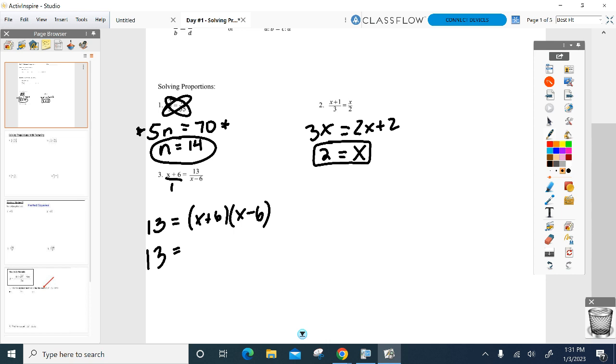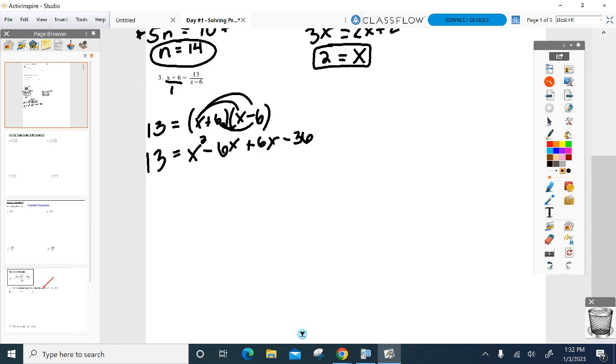First, we're going to distribute the x. x and x is x squared, it's not 2x. x and negative 6 is negative 6x. There's one distribution. Ready for the second, a.k.a. double: 6 times x, and 6 times negative 6. Look what happens in the middle. They cancel each other out, right? So I'm left with 13 is equal to x squared minus 36.